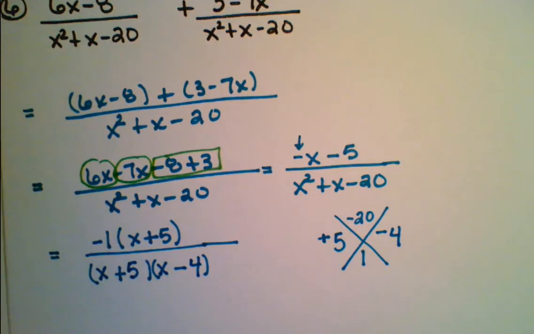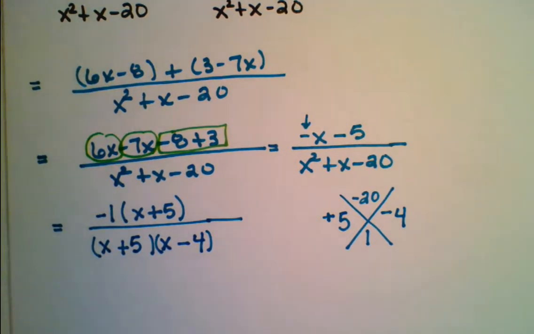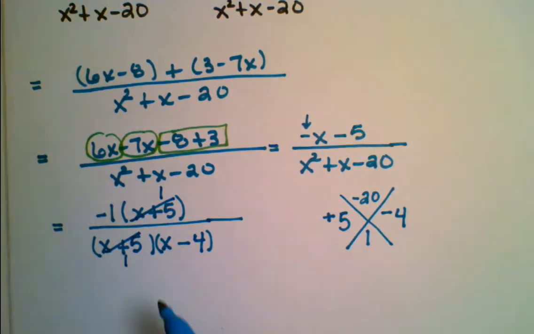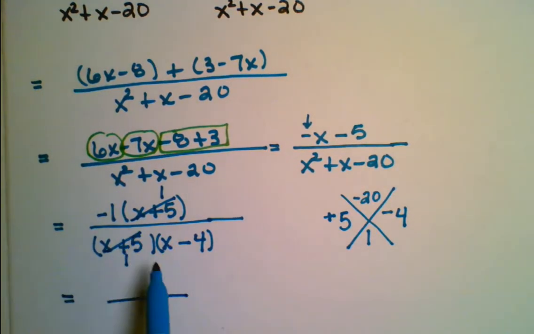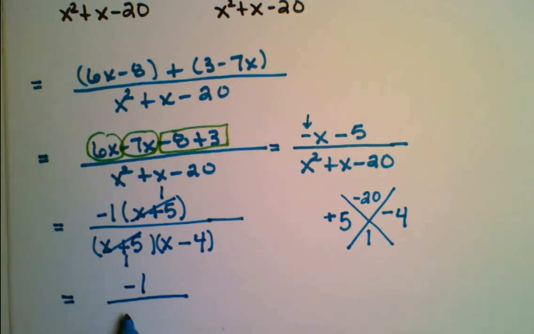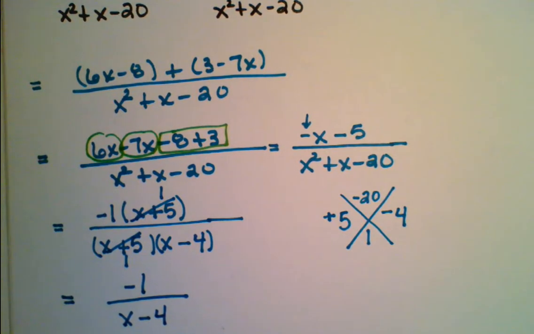And then let's cancel. Cancel all pairs that are common to the numerator and denominator. So we're going to cancel out the x plus 5s, and our solution is the numerator. We have negative 1 times 1, that's negative 1. In our denominator, we have x minus 4. And that is our solution. Next example.